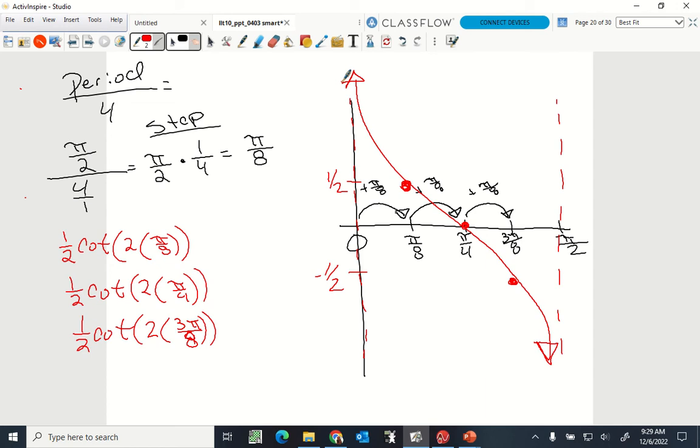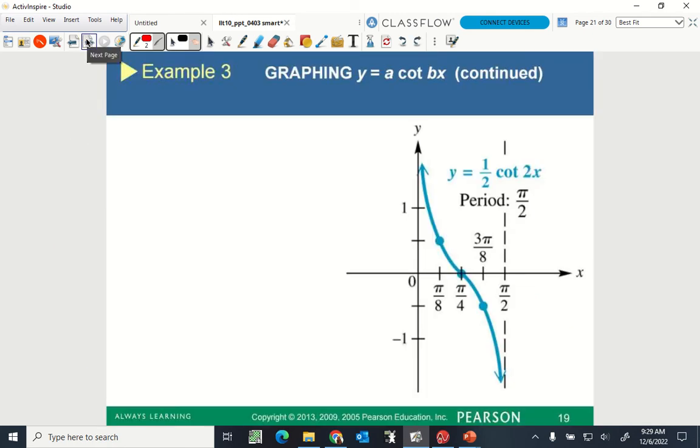How do you know where the asymptotes are? That's the start and end. So cotangent is where we start off at. And so I start with asymptotes and just move everything from there. Hey, look, looks a whole lot like mine.